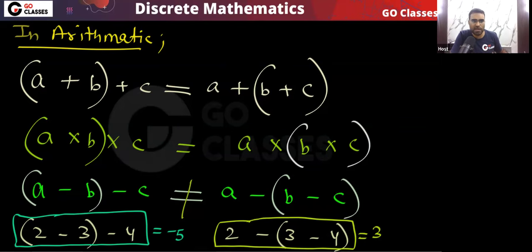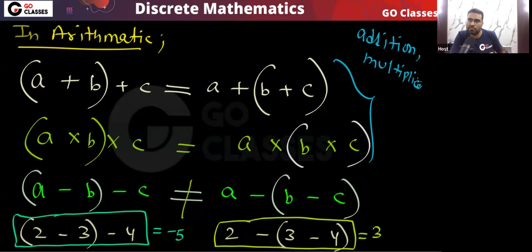Simple. Okay. So addition, multiplication, they are actually associative. So I can easily say that addition and multiplication are associative. In arithmetic, addition and multiplication are associative, but subtraction is not associative. Subtraction, that is not associative. Now you tell me about AND, OR.